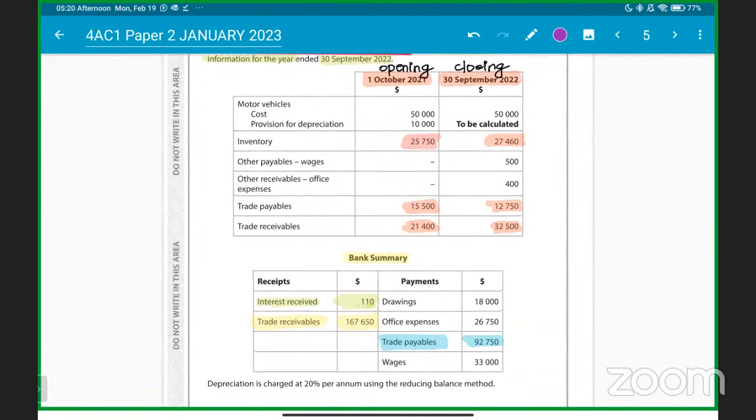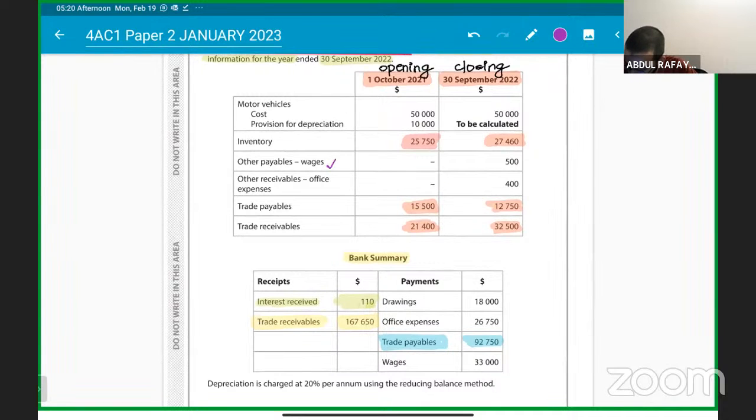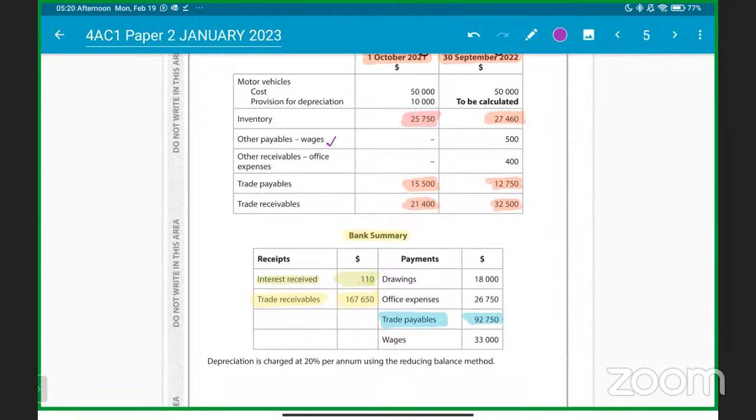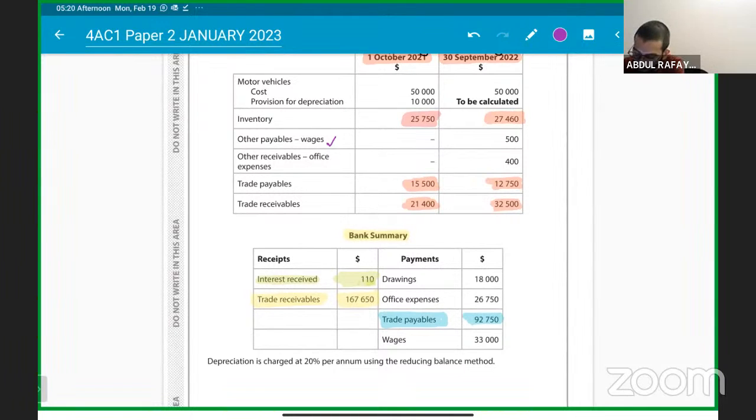So when we talk about expenses, we have wages, we have office expenses. Drawings are basically not an expense. Drawings are going to come in the statement of financial position, and we have depreciation as well for the non-current asset. Understood? Getting it clear? No problem, right?